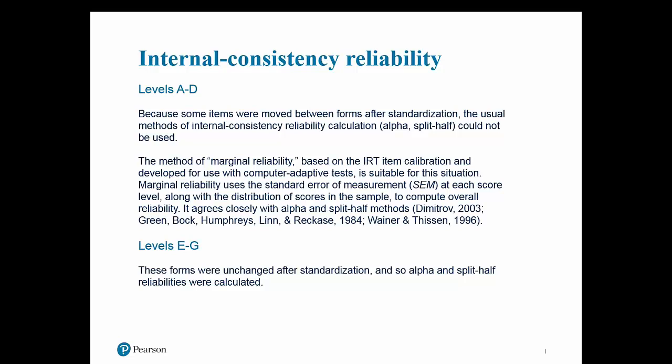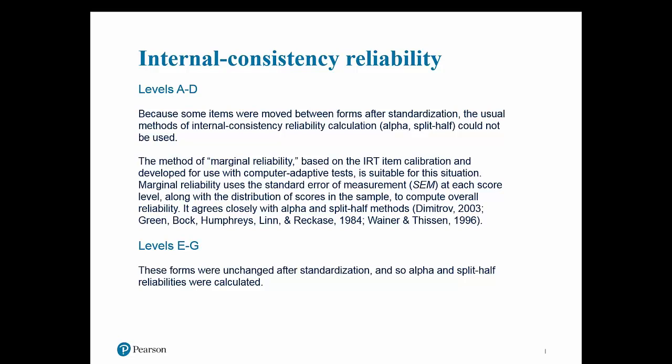And marginal reliability was invented when computer adaptive testing became practical. Because in computer adaptive testing, obviously, it's an extreme example where different students take different items. So traditional methods of reliability calculation just don't work. Marginal reliability takes advantage of the fact that the item response theory technology, or the raw scaling that underlies the test, tells you what the standard error of measurement is for students at any level of ability, any raw score level, as a function for that particular set of items.